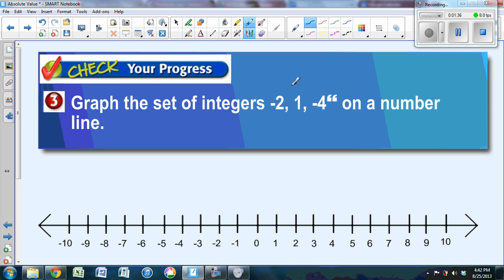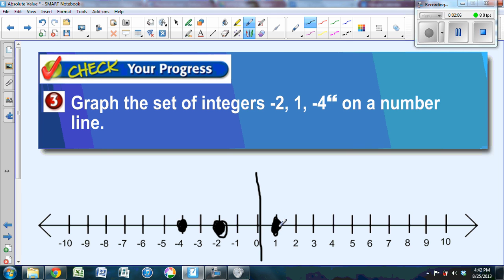So if I wanted to put these numbers on the number line, graph the integers negative 2. So negative 2 would be on, here's my 0, and that's my kind of halfway point. So negative 2 would be on this side, and I can put a dot right there at negative 2. Positive 1 would be right here, positive 1. And negative 4 would be right here.